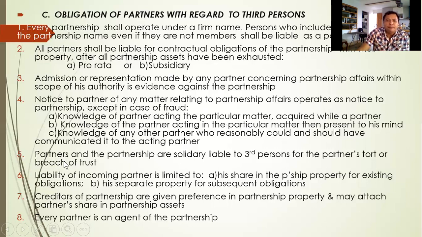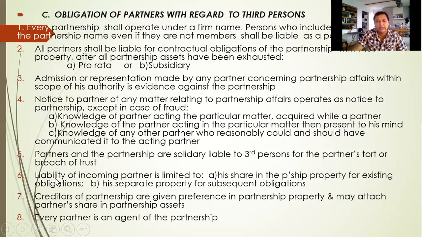Number 5, partners and the partnership are solidarily liable to third persons for the partner's tort or breach of trust. So what do you mean by tort? This is negligence, no? When a partner commits negligence, then the other partners and the partnership will be solidarily liable to third persons. Or breach of trust. Okay. This is a violation of trust.